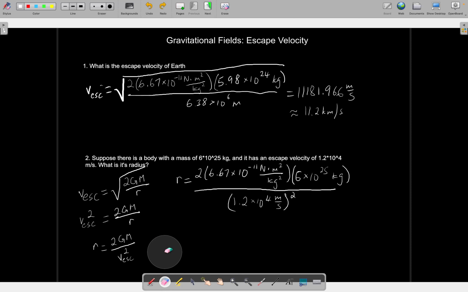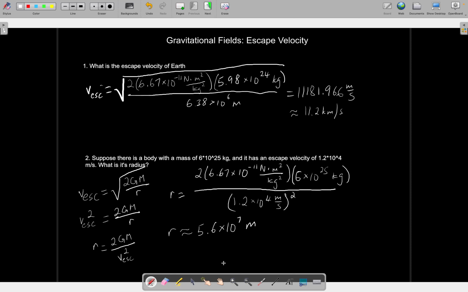Let me just make the R positioned a little bit neater. R is equal to, okay. And then R approximately equals 5.6 times 10 to the 7 meters. All right, so there we are.